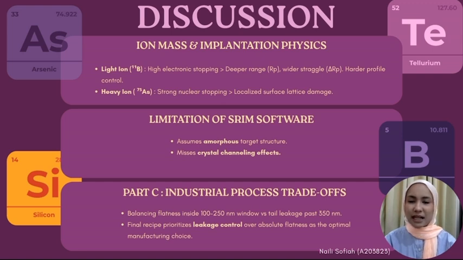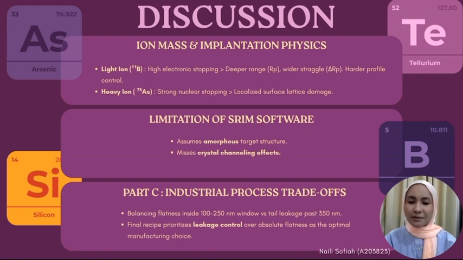Another important point is the limitation of the SRIM itself. SRIM assumes an amorphous target structure, so real crystalline channeling effects in silicon wafers are not fully represented. In an actual fabrication process, wafer tilt or pre-amorphization may be needed to reduce channeling.